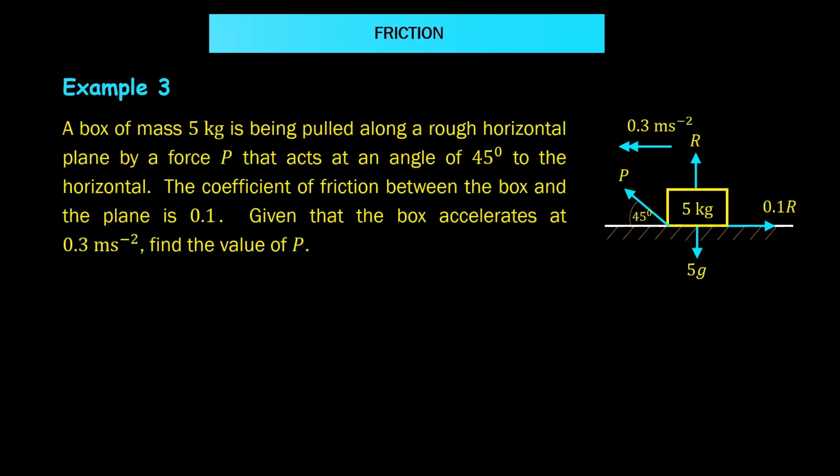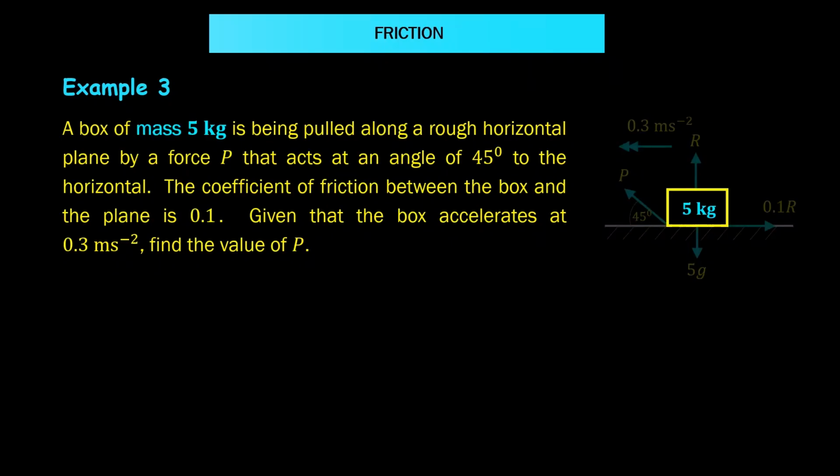Now let's have a go at another example. A box of mass 5 kilograms is being pulled along a rough horizontal plane by a force P that acts at an angle of 45 degrees to the horizontal. The coefficient of friction between the box and the plane is 0.1. Given that the box accelerates at 0.3 meters per second squared, find the value of P.